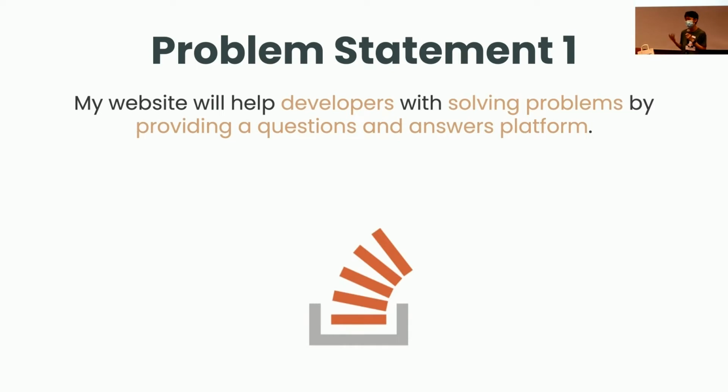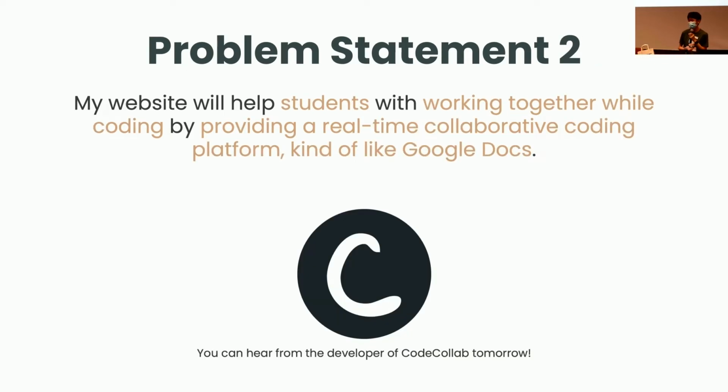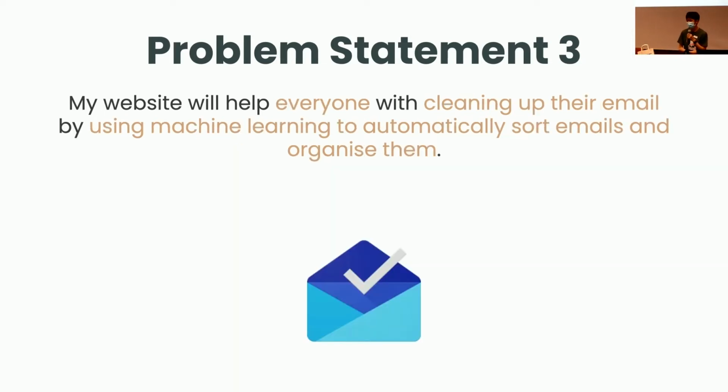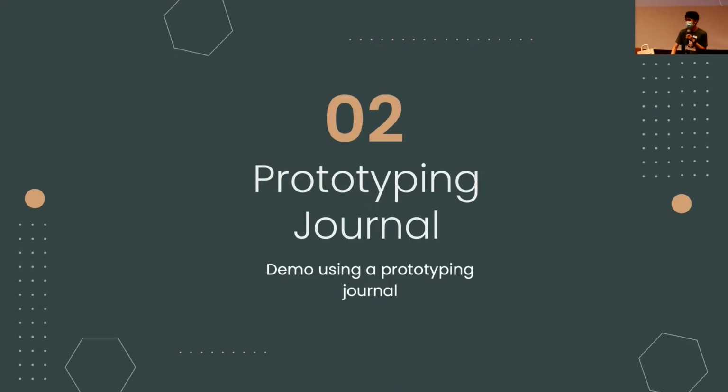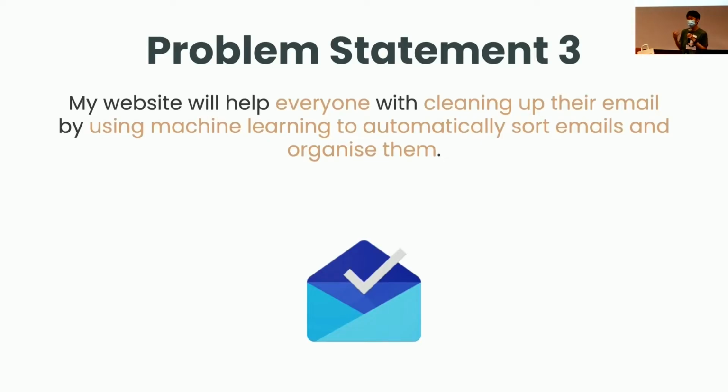My website will help developers with solving problems by providing a questions and answers platform. That's Stack Overflow. My website will help students with working together while coding by providing a real-time collaborative coding platform, kind of like Google Docs. That sounds very cool. And finally, my website will help everyone with cleaning up their email by using machine learning to automatically sort and organize them. That's Inbox by Google, which they discontinued, and I'm still sad about it. But yeah, this is how problem statements work.